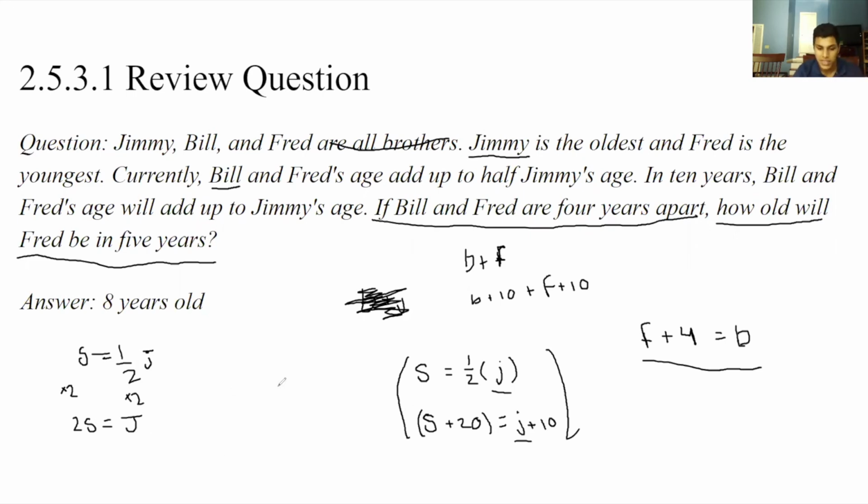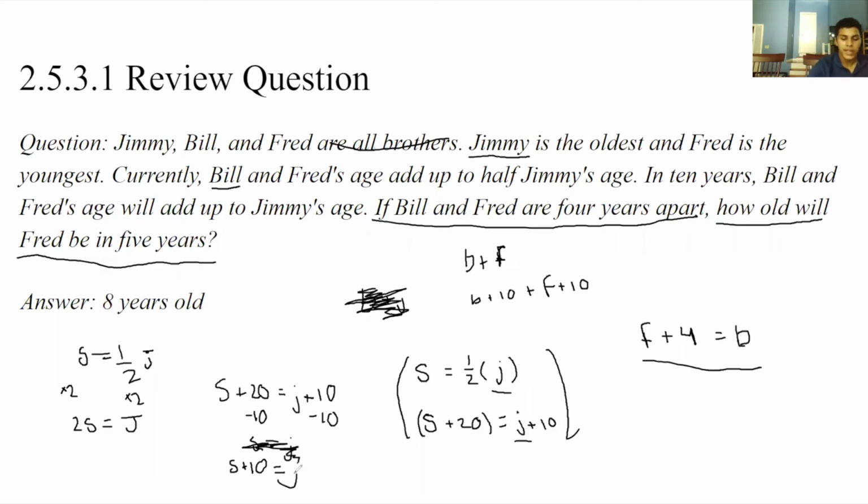Now I have to do it for my second. This one says S plus 20 equals J plus 10. And I just need to get rid of this plus 10. So I need to do the opposite operation of the same number, subtract 10 from both sides, and get S plus 10, since plus 20 minus 10 is plus 10, equals J. There we go. S plus 10 equals J.